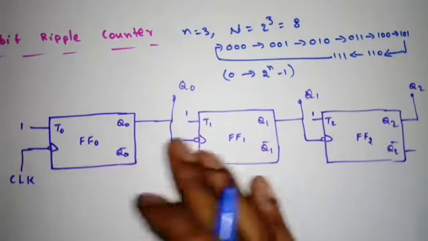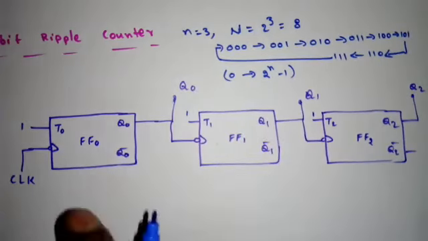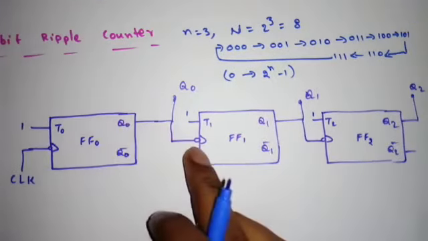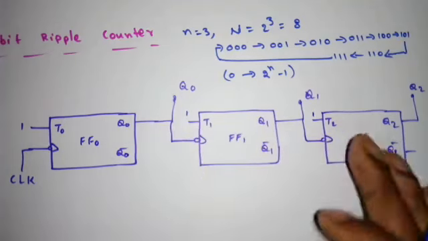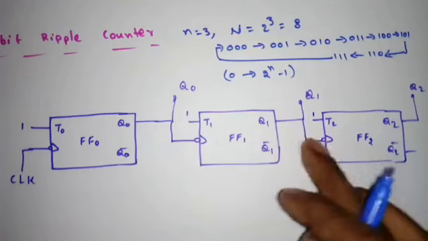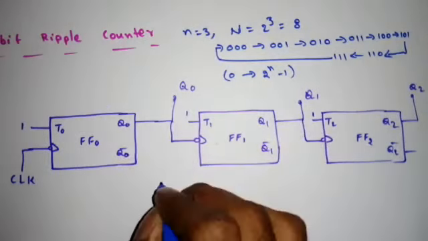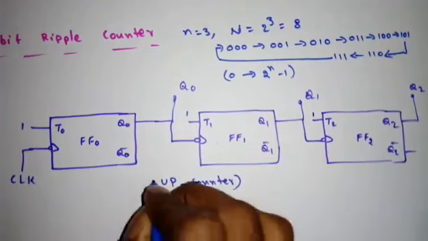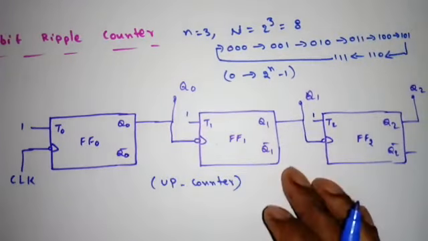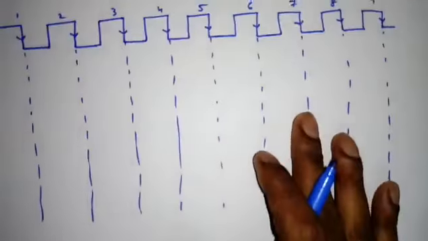Now can you identify, is it a down counter or up counter? See, Q0 is driving the next flip-flop. See, Q1 is driving the next flip-flop. So Q is driving the next flip-flop, and all flip-flops are negative edge triggered. So what will we get? We will get an up counter, right? Now we'll see the operation using a timing diagram first.